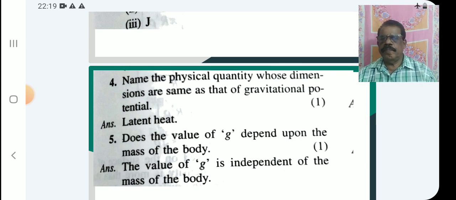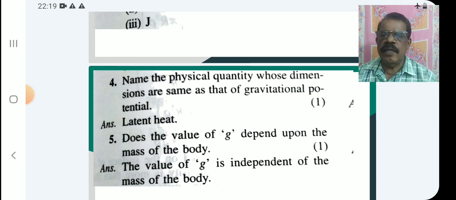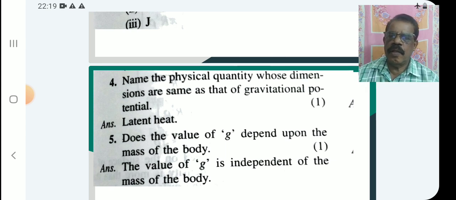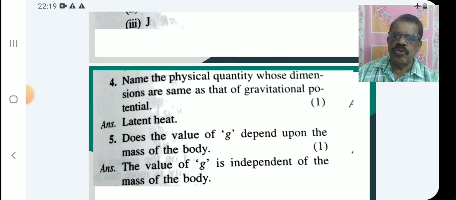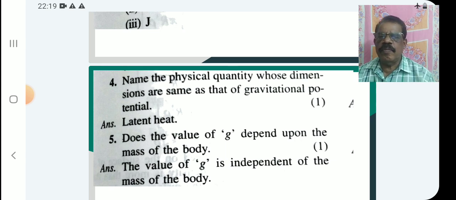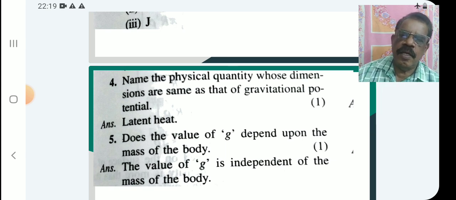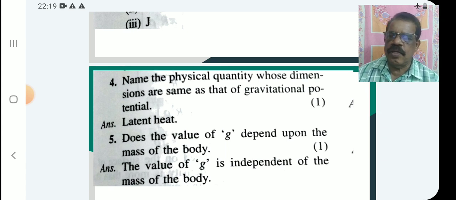Next question. Name the physical quantity whose dimensions are same as that of gravitational potential. Gravitational potential unit is Joule kg raised to minus 1. We have seen. Name the physical quantity whose dimensions are same as that of gravitational potential. The answer is latent heat. Latent heat we measure by the unit joule kg raised to minus 1.